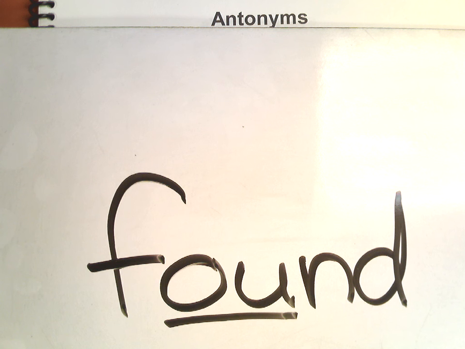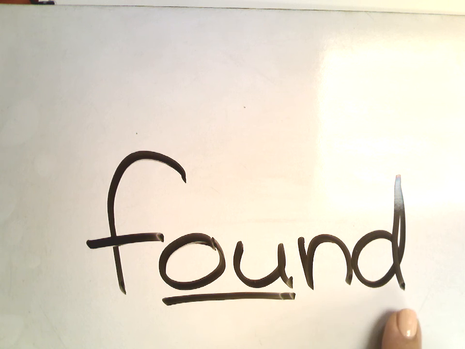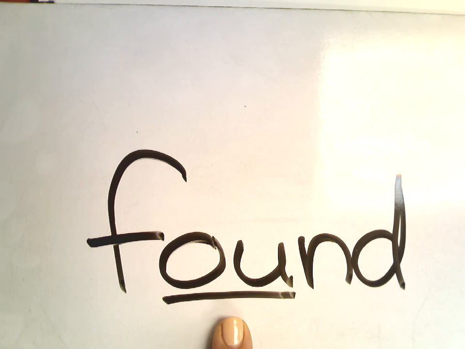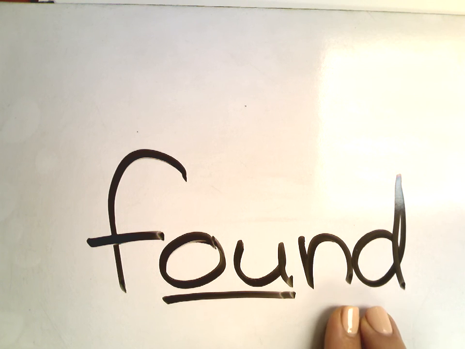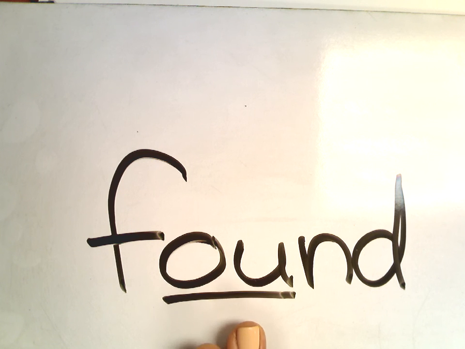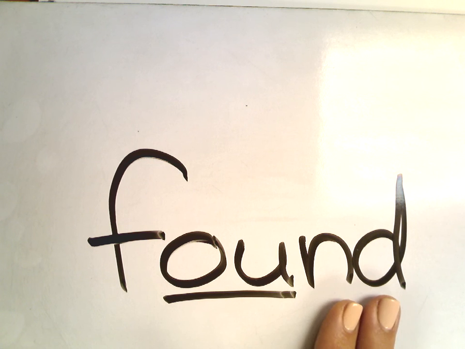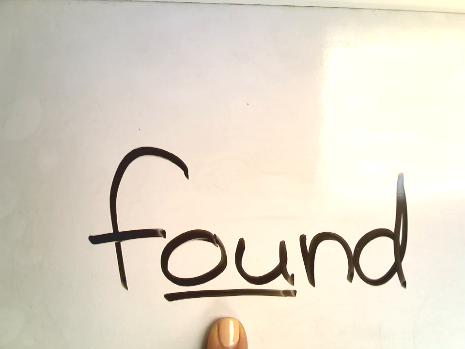Now class, whenever we have an ow sound and then nd after it, we're always going to use ow, o, ooh. So earlier we had round and around as spelling words, and for those we used ow, o, ooh, because it's nd at the end. So it's the same thing with found and our next word that we're going to do as well. So every time there's ow and then nd, it's always going to be this ow.